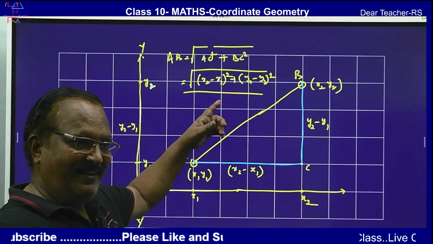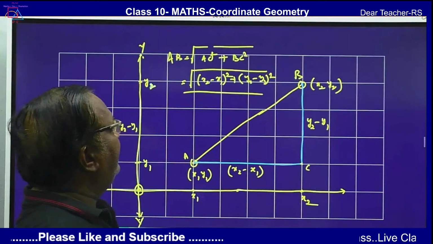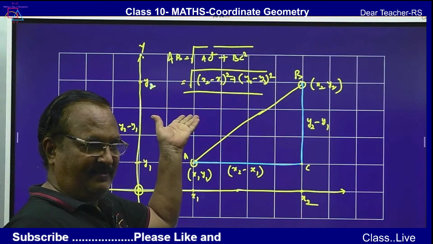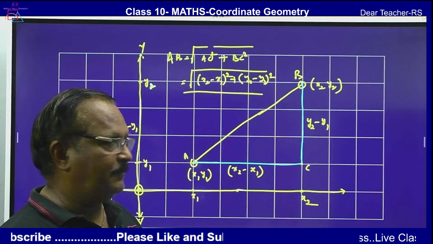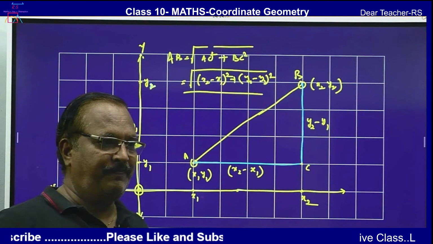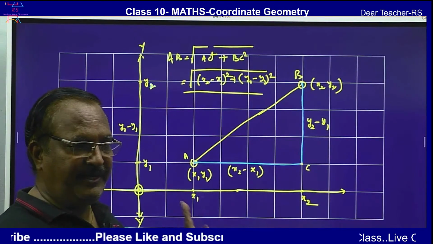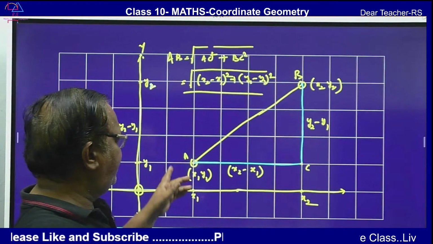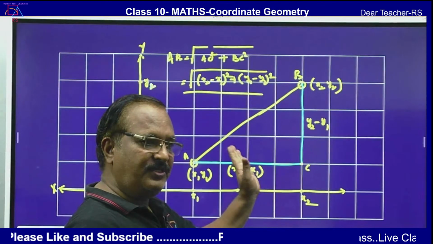And how did you get this formula? This is how. In the examination, they may ask you to derive it: A, B are the coordinates in the Cartesian coordinate plane, derive a relation for the distance AB. That means they will give you a graph sheet, and in the graph sheet you have to mark A and B and so on.